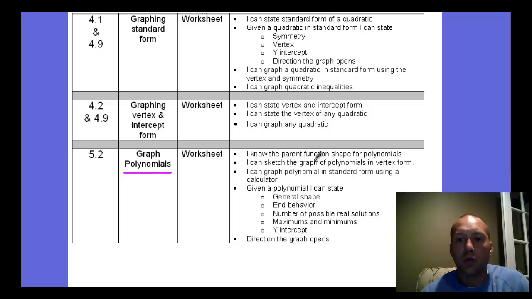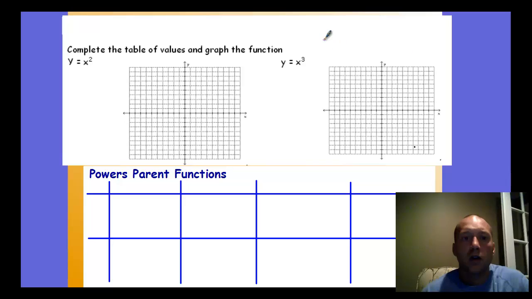So we need to know the parent functions we're going to talk about here, how to sketch them, and then be able to know these different behaviors of the parent functions. So if we were to sketch this, we should know right away that y equals x squared is a parabola that has 0, 0 as a point. That's actually the vertex. If I plug 1 in, I'm going to have 1 as a y, 2 is going to be 4. And so we can quickly plot points here to help us sketch the parabola.